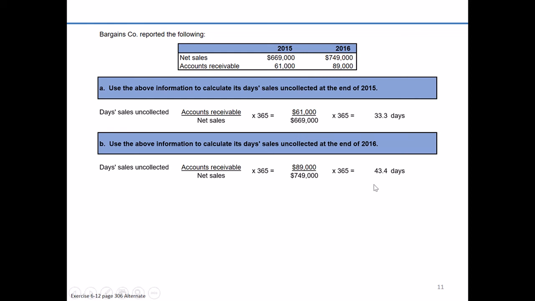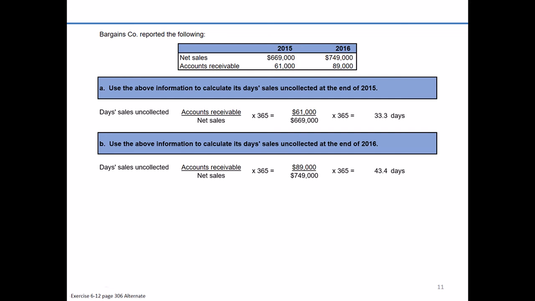Possible things that could have contributed to this slowdown. One could simply be not a result of the company itself, but maybe there's an economic downturn going on. It's just harder for companies in general to have cash available to pay their vendors. So that might have been a contribution to these additional 10 days.